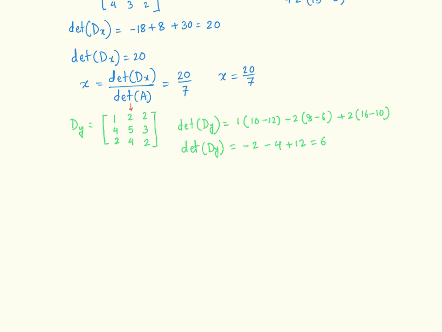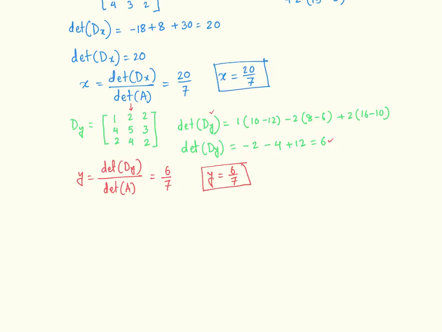Then in exactly the same way, I have found the determinant of D sub y, right? So the determinant of D sub y is 6. So my y solution is going to be the determinant of D sub y divided by the determinant of A. The determinant of D sub y we found to be 6, divided by the determinant of A, which is 7. So my y is equal to 6 over 7. Let me just put a box around it so that you know.